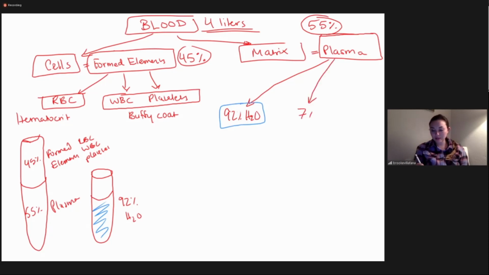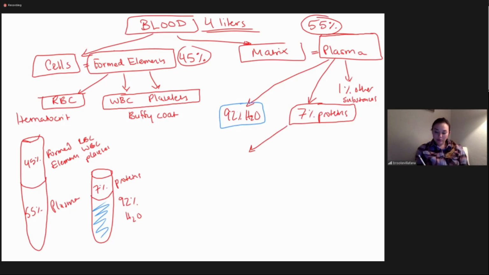The remaining 7% are proteins, and then obviously 1% more is like other substances. You don't really need to worry about that. We're concerned with the 7% proteins. So what is going on with the 7% proteins? There are actually 4 different types of proteins you guys need to know. The first main one is albumin.